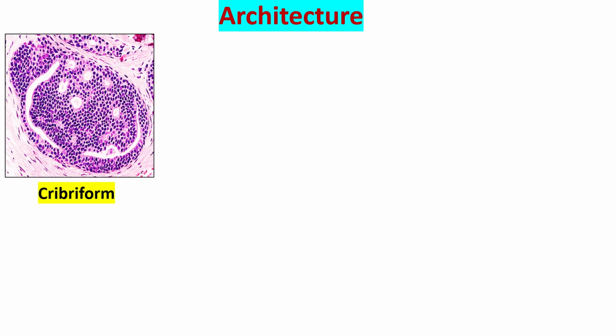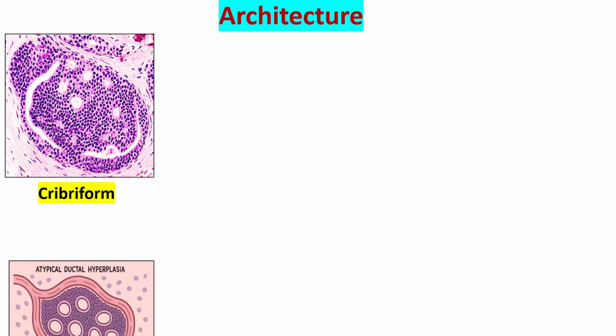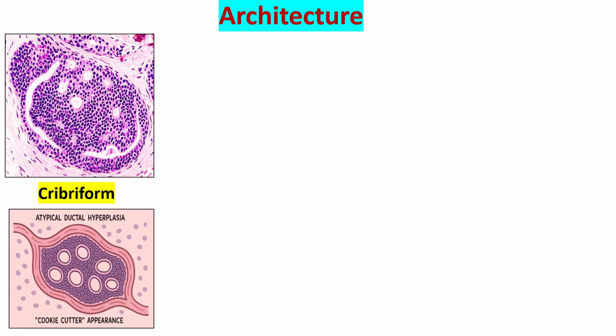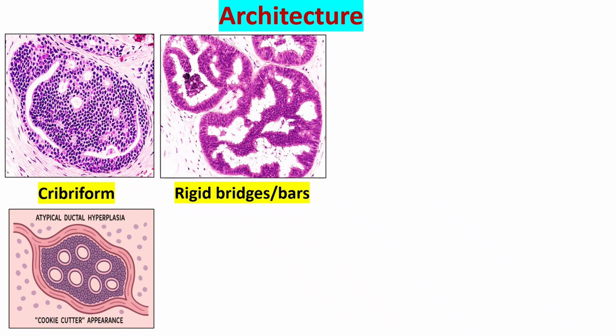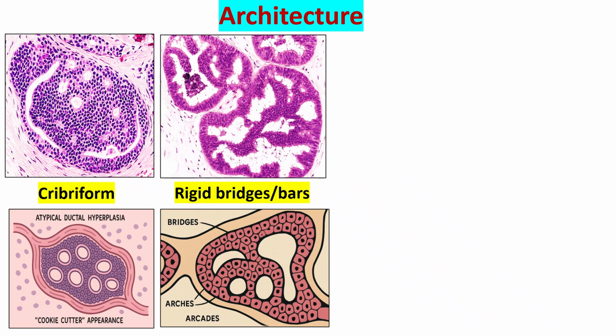Coming to the architectural patterns seen in case of atypical ductal hyperplasia, first one is Cribriform pattern. So here you can see the Cribriform pattern in case of ADH, which mimics cookie cutter appearance. Next pattern is rigid bridges and bars. The cells are arranged in the form of rigid bridges, bars, arches and arcades.